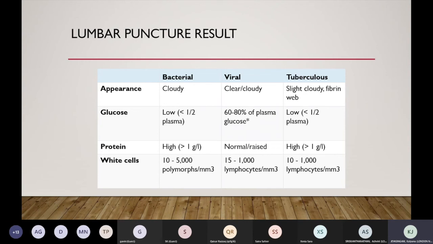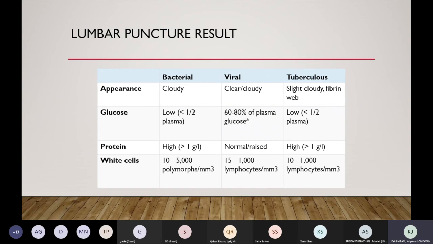If you have these results given, it gives you an idea of whether it is bacterial or viral. Sometimes they just give you LP results and ask, is it bacterial or viral? And then they give the age of the child. Based on that, you can say, okay, this is most likely the bug that's causing it.